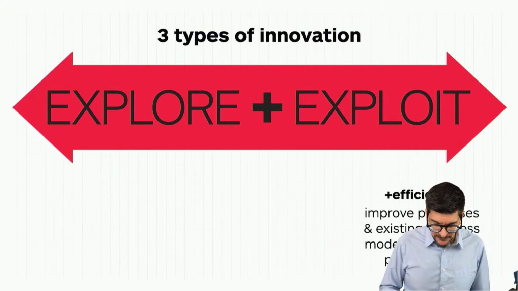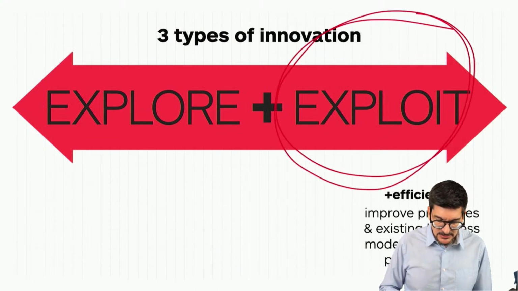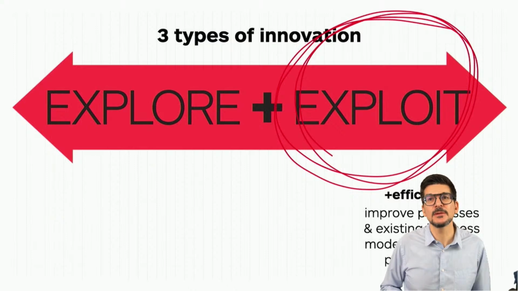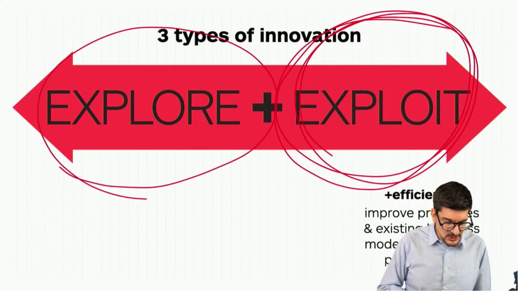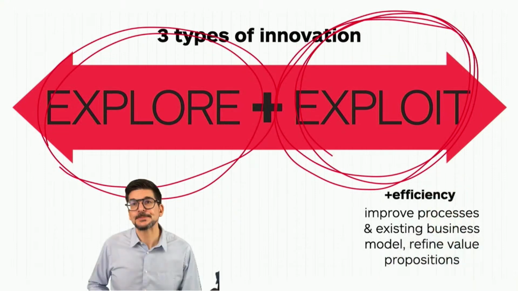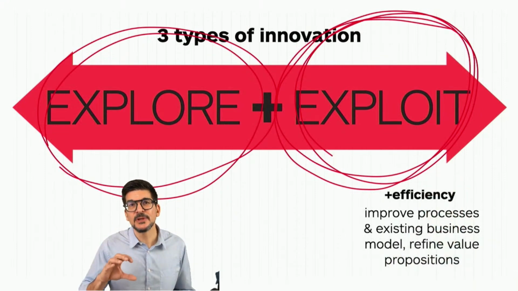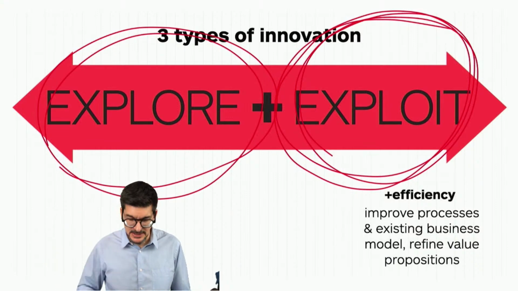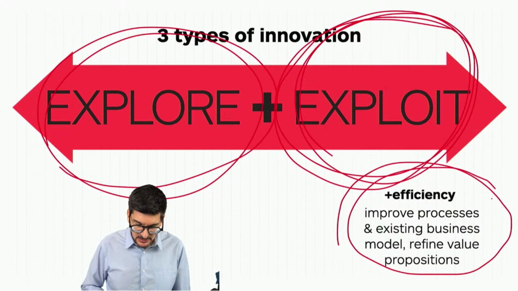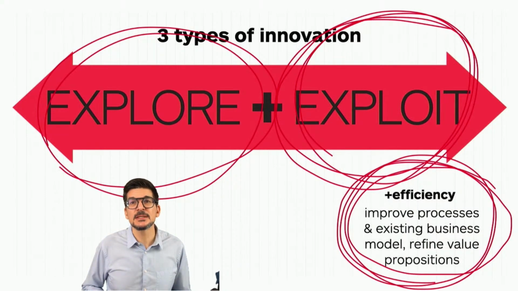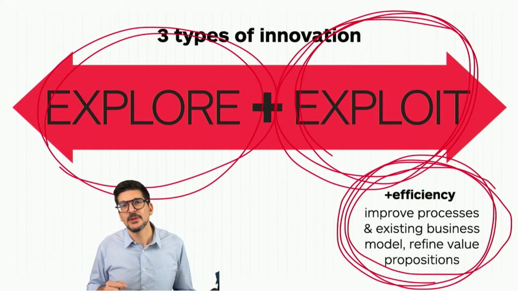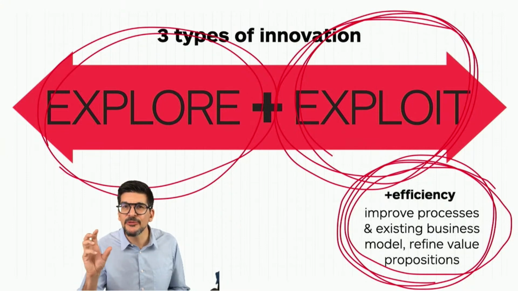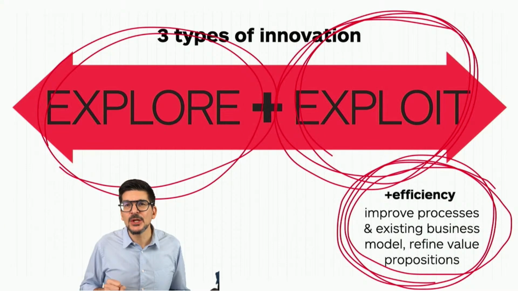The challenge for established companies is that there are two worlds: managing the existing, managing the businesses you have. I call this exploit. And at the same time, managing the future. I call this explore. So there are three types of innovation. Some are closer to improving the existing. Typically, efficiency innovation, and I take this from Clay Christensen and his team. They had three types of innovation. Efficiency innovation is about improving what I have: processes, existing business models, refining value propositions. And I would say a lot of companies are pretty good at this, and in your country, you're world class at this.